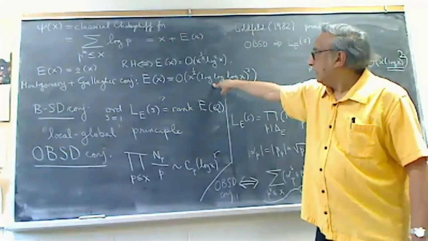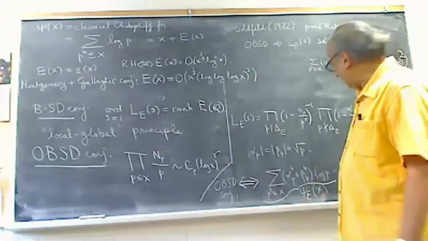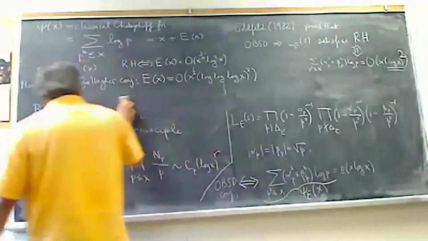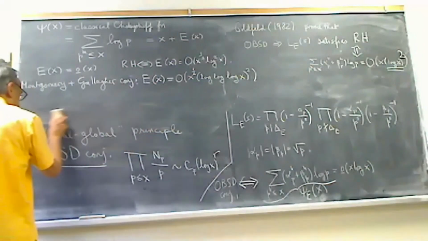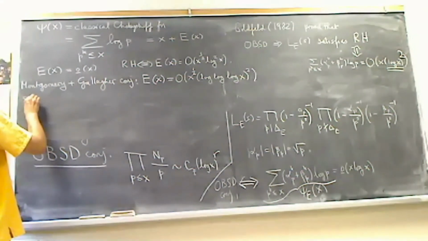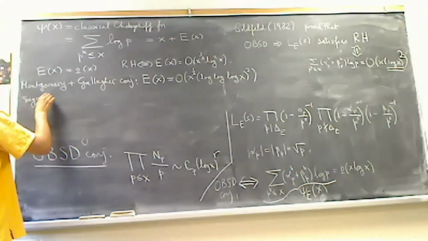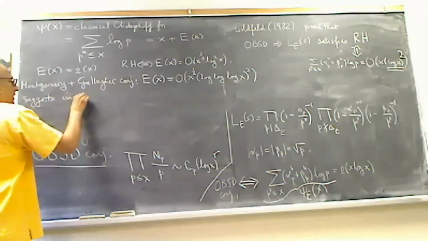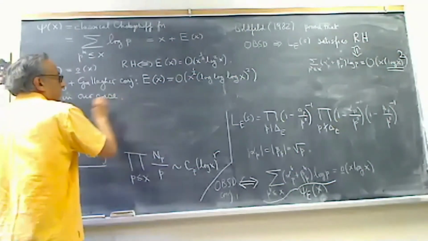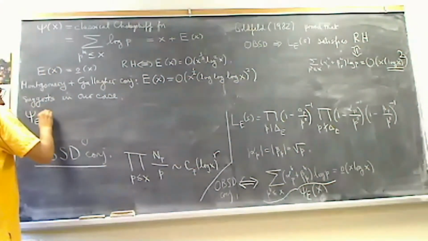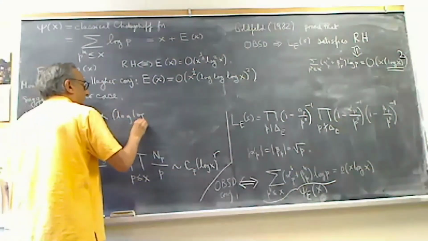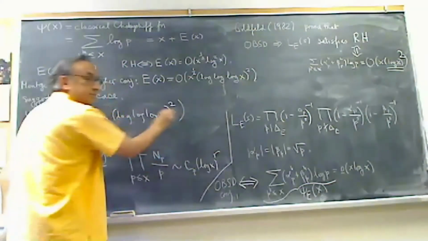This thing. And so if you now translate their analysis to the context of the L function of the elliptic curve, this suggests, in our case, you see this X comes from the simple pole. In our case, there's no pole. So we just expect psi sub E of X to be O of X log X squared. That's what we would expect.